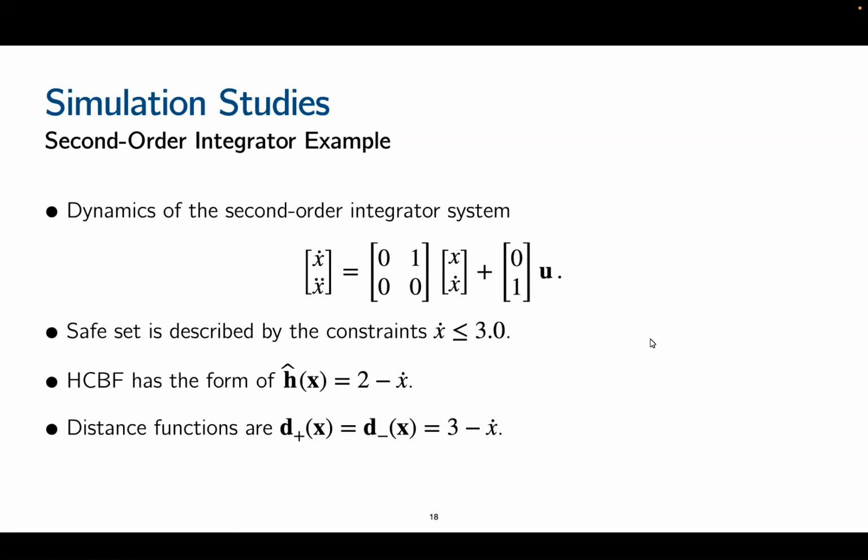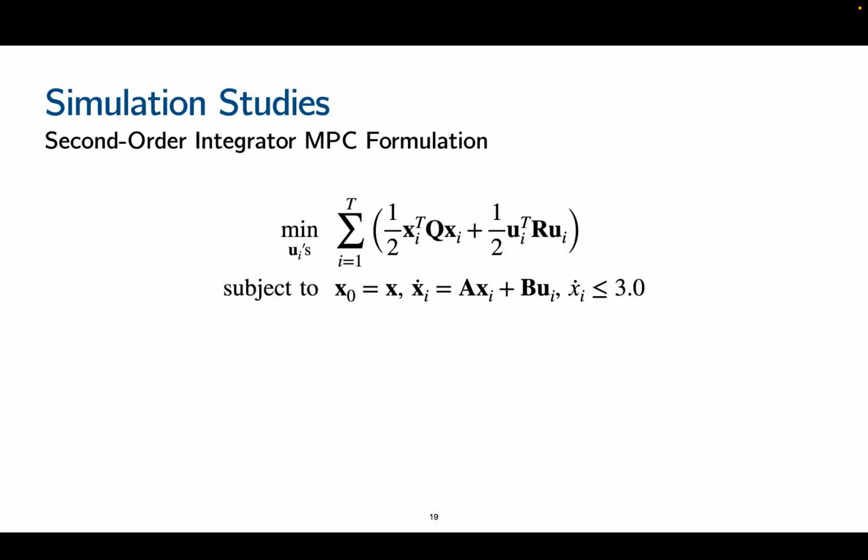x represents the position, x dot is the velocity, x double dot is the acceleration, and u is the control. The safe set is described by the constraint x dot less than or equal to 3.0, and the handcrafted CBF has the form of 2 minus x dot, which corresponds to the constraint x dot less than or equal to 2. And the distance function is given as 3 minus x dot. The MPC formulation we use has a quadratic cost and is subject to system dynamics, initial condition constraints, and also the velocity constraint.